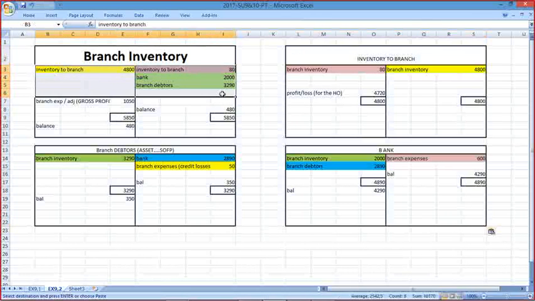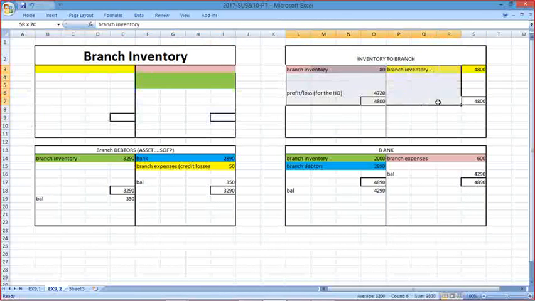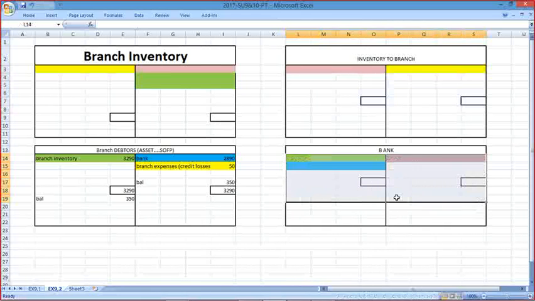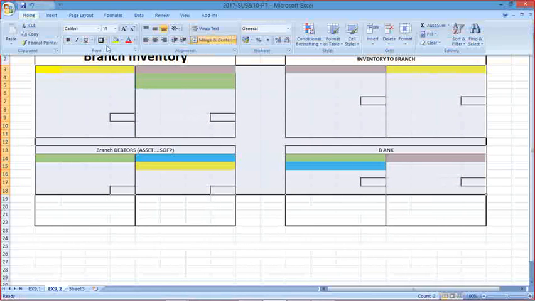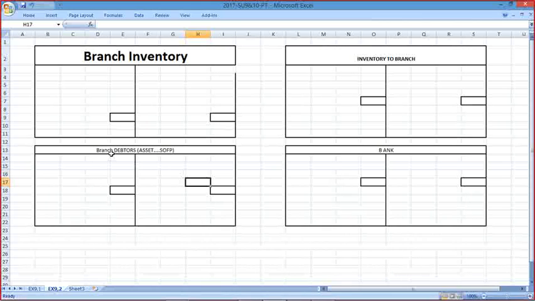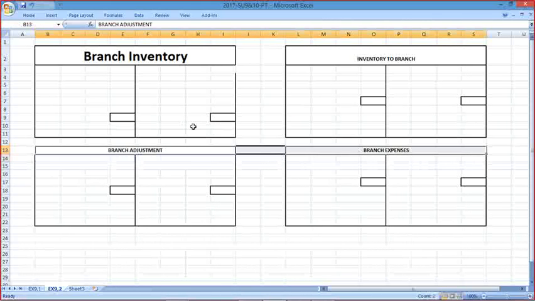All right, let's delete all the stuff that we don't need and then we'll create these accounts. So we know we need branch inventory, inventory to branch. What else did they say we needed? Branch adjustment and branch expenses, right? So no bank in this one. Those are the different accounts. I'm going to add a few notes to this.